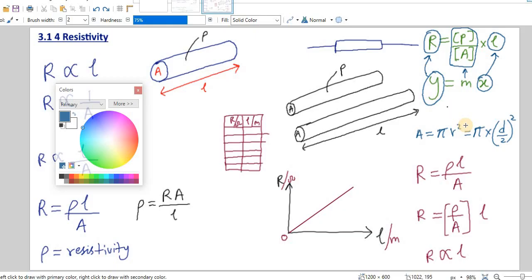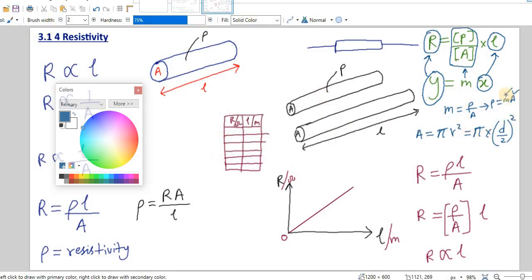So if I write that here, the resistivity is equal to, if I make this the subject, one more thing, I'll just write this, M is equal to rho over A, right? Then rho is equal to the gradient times the area of cross section. So I can find the gradient from the graph, and I can find the area of cross section using this method. Then I get the resistivity of the wire.